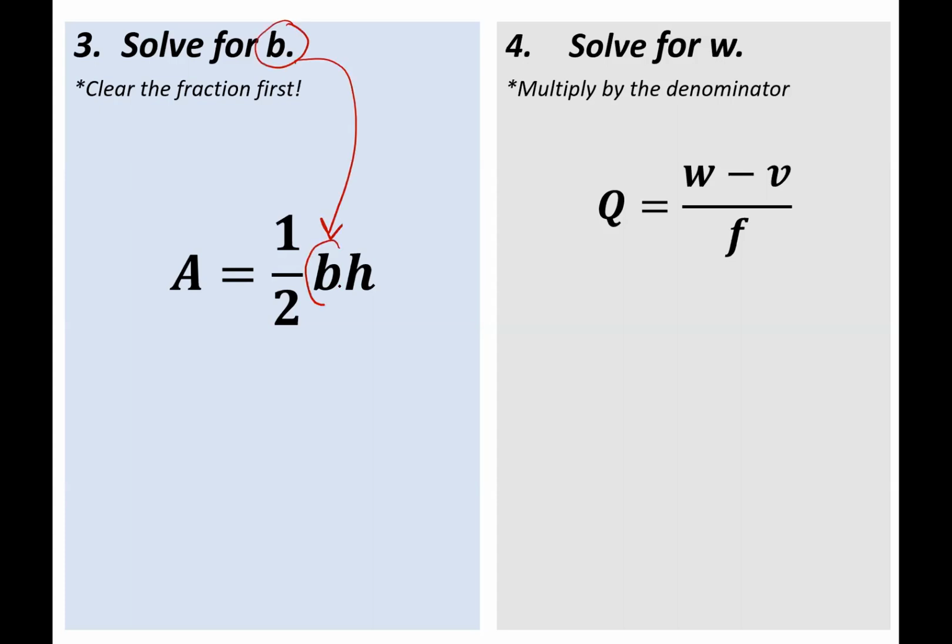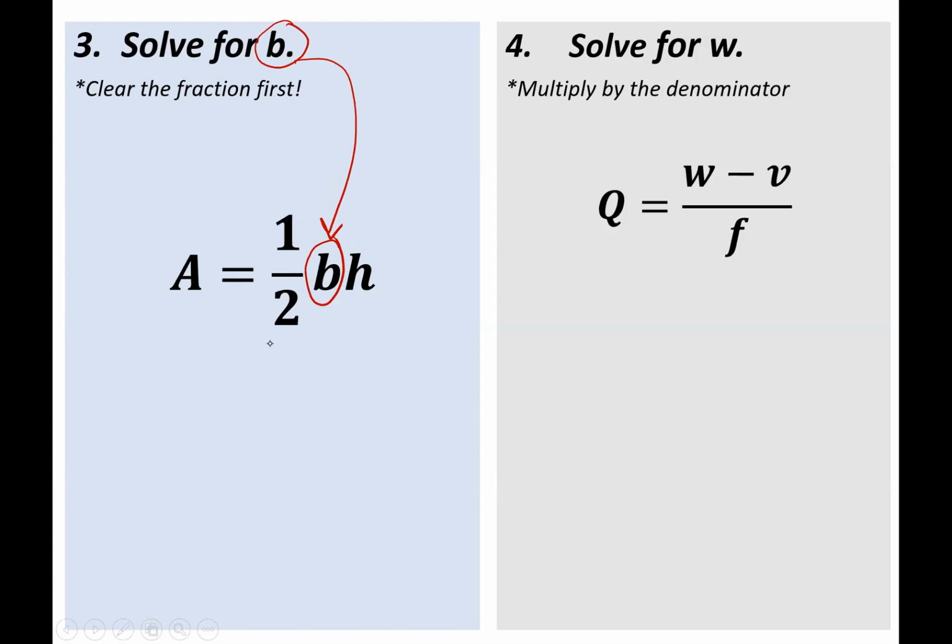All right, and there's a little note written for us here. Clear the fraction first. If you have a fraction in your formula, work on that first. So, just like the previous examples, the only operation happening here is multiplication. There's no plus or minus signs happening. So it's a equals 1/2 bh. That means 1/2 times b times h.